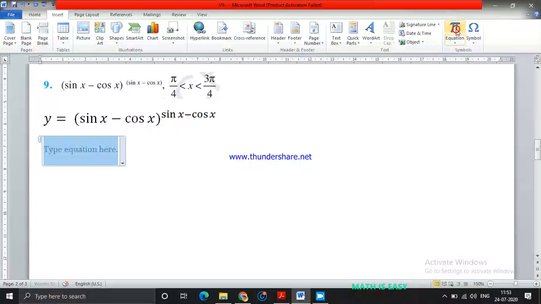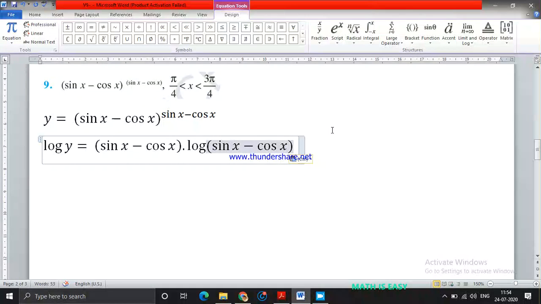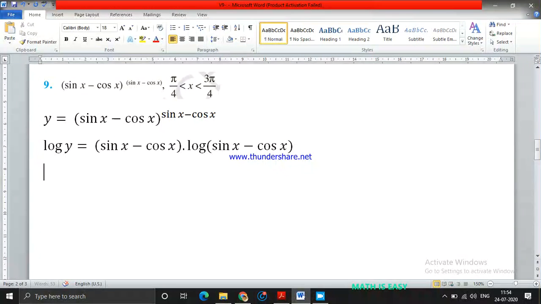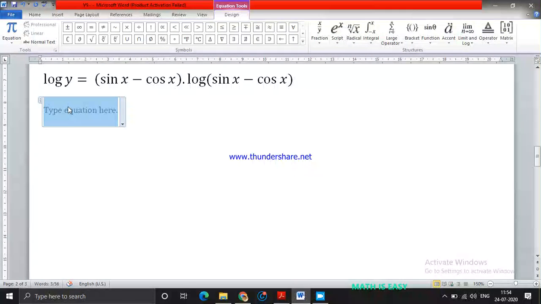so what do you get if I apply log on both the sides? You will get log y is equals to (sin x minus cos x) into log (sin x minus cos x). Okay. So when I differentiate with respect to x on both the sides, you have to apply UV formula. That we are mastering, UV formula.